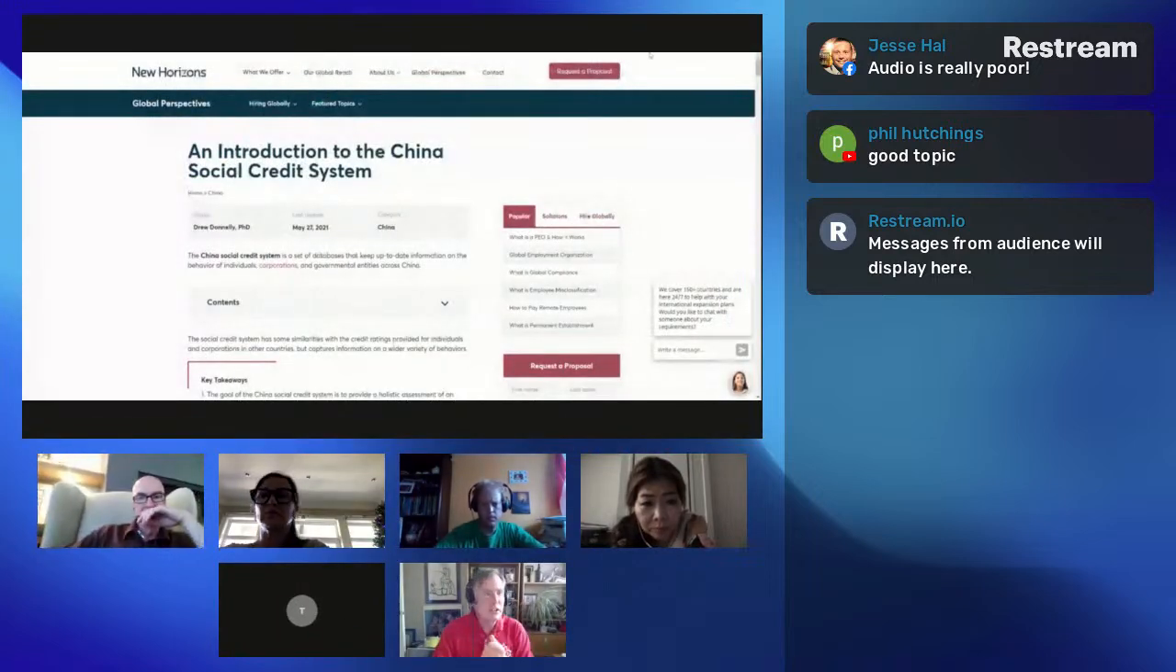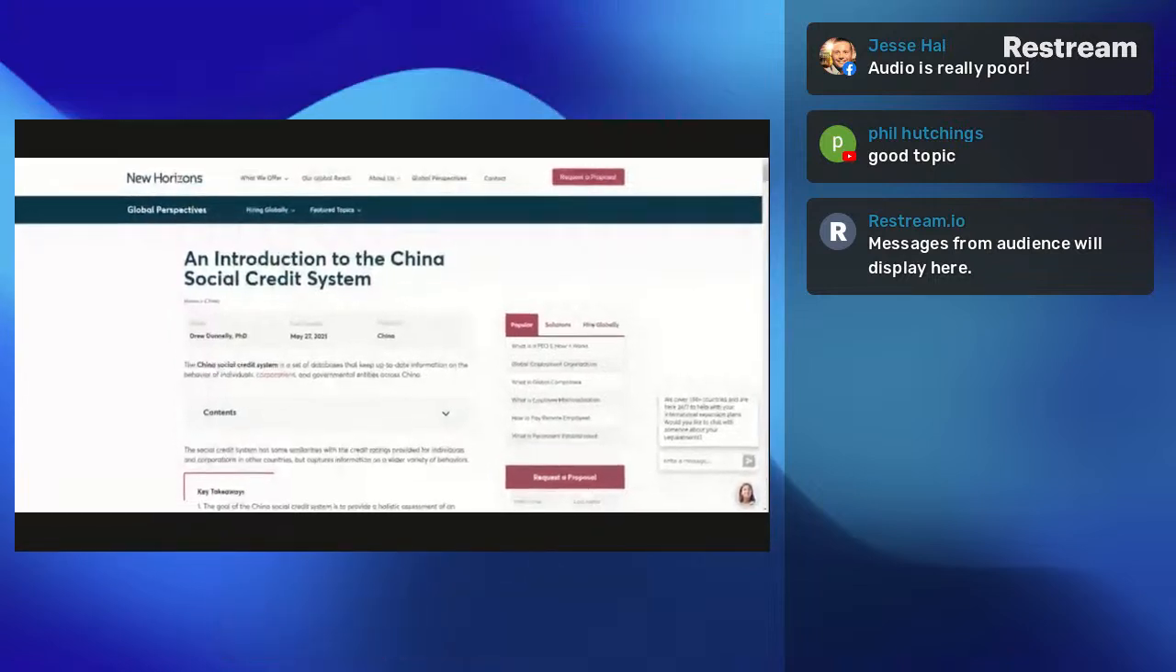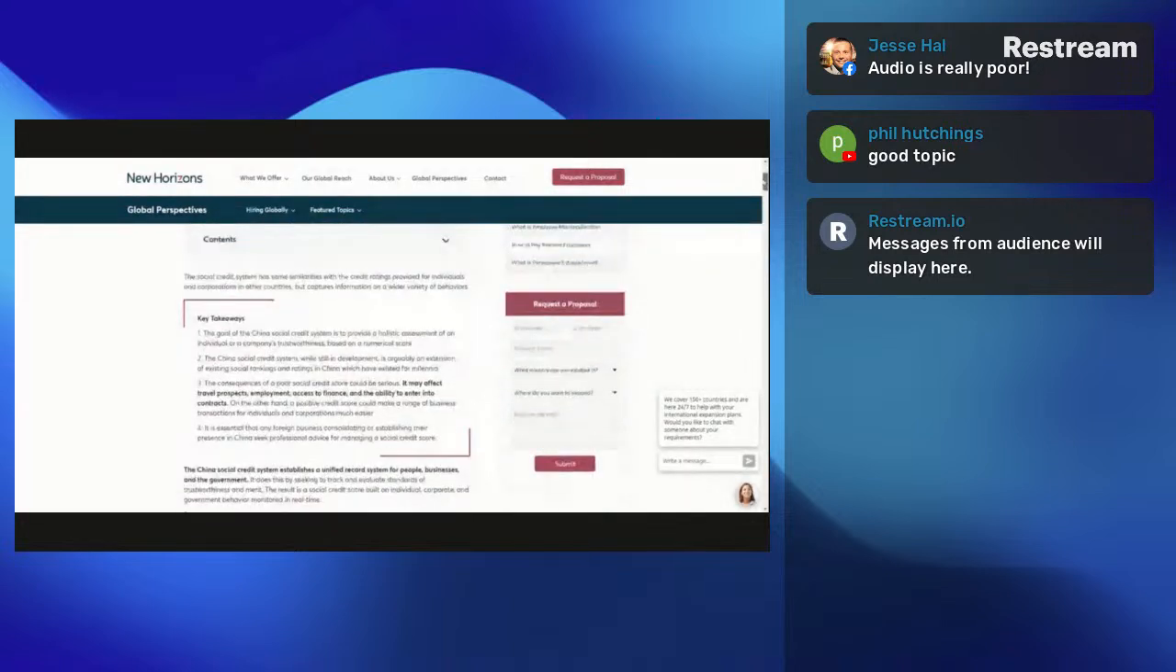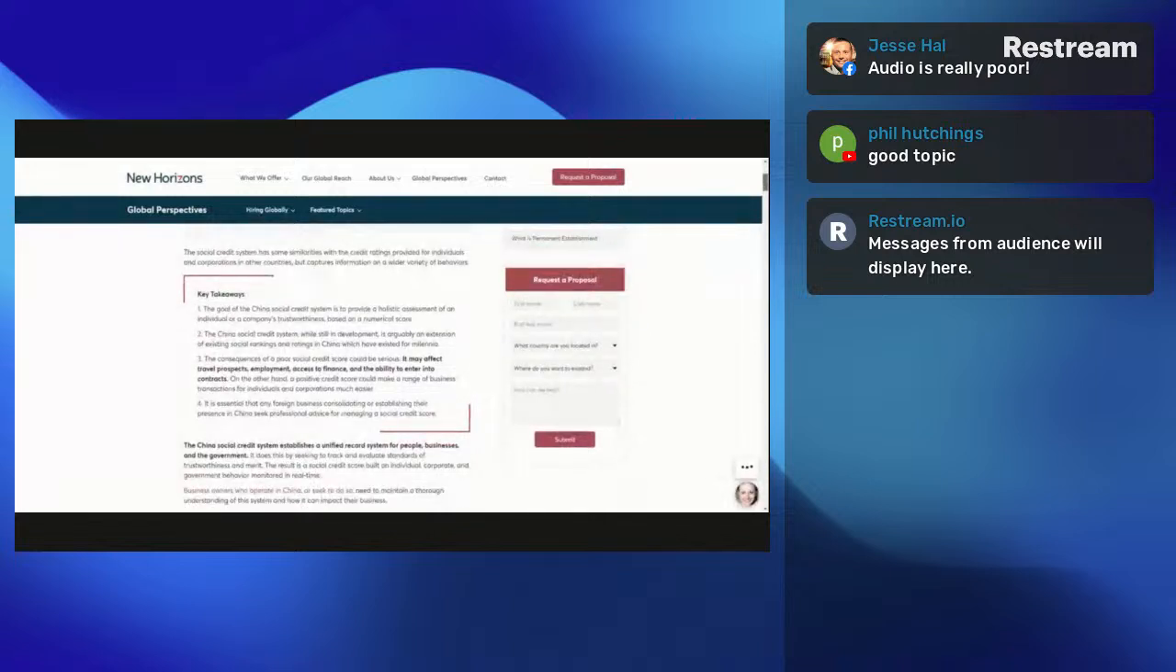So this is on the China social credit system. This is an updated document as of March 2021. The goal of the China social credit system is to provide a holistic assessment of an individual or company's trustworthiness based on a numerical score.